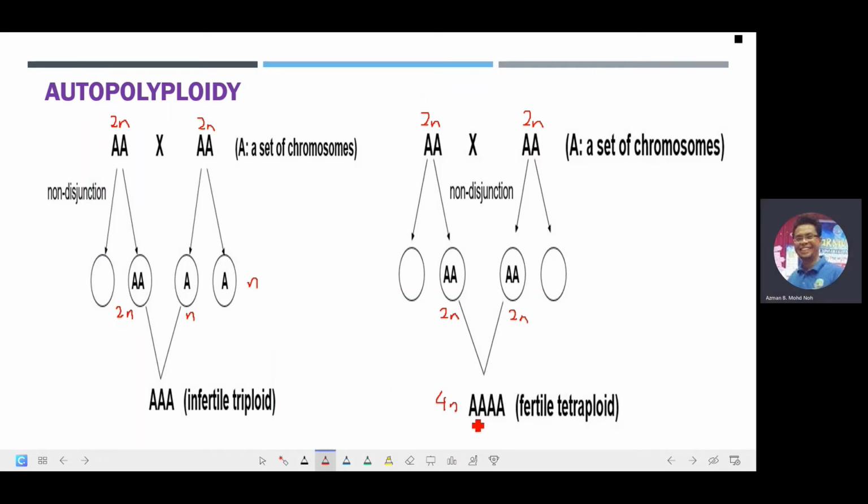This tetraploid is fertile, meaning that this individual will be able to produce gametes. Why? Because there will be enough pairs of homologous chromosomes for them to undergo the process of synapsis during meiosis.